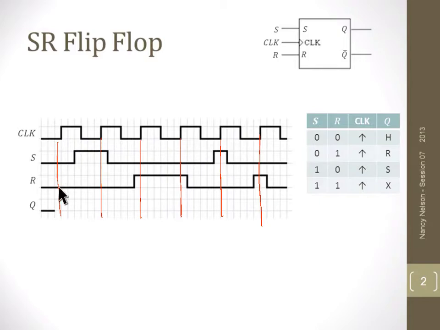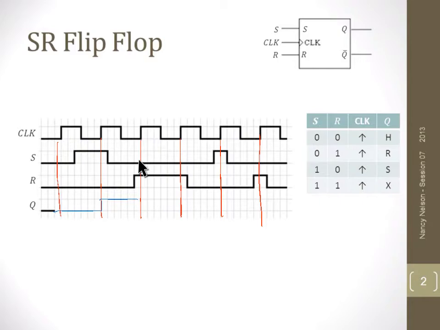So we have a set and a reset at this point, a set and reset are both low. So we're going to hold that value. So Q is going to stay low till that sample point. The next sample point, we have a set but no reset, so Q is going to go high, and it's going to stay high until the next sample point.